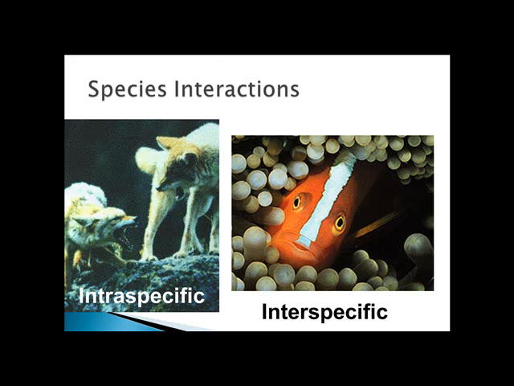Interactions between species in a community can occur between any two species or between entire communities. They include intraspecific and interspecific interactions. Intraspecific means they happen all within members of the same species, and interspecific means that they happen between members of different species.